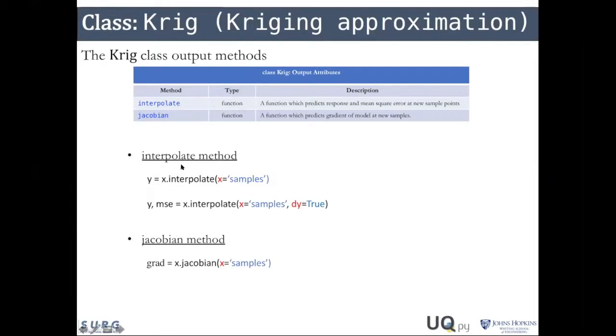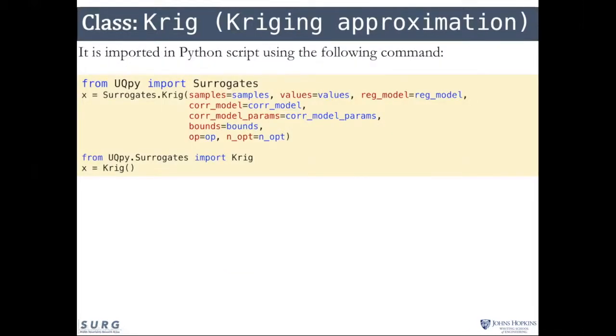For the interpolate method, if we just want the response of the model at a new point, then we just have to send in samples inside interpolate and we will get the response. If we also want the mean square error, then while calling interpolate, we have to just define dy equals true, and it will also return the mean square error along with the response. For the Jacobian method, there is only one input, which is samples, and you will get the gradient as an output.